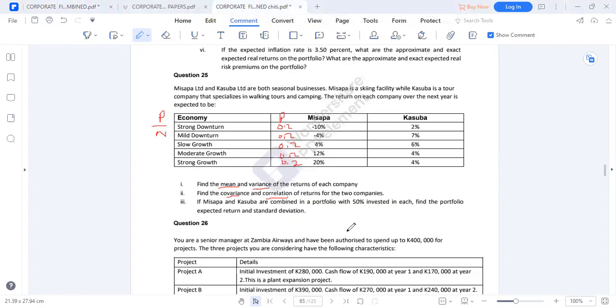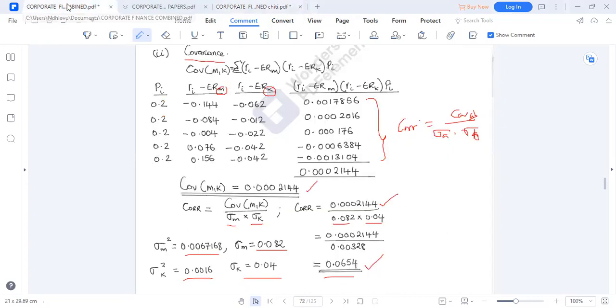So we have done part 1, part 2. This question was nice. Now suppose on a combined portfolio, we are given 50% invested in each. What is the portfolio expected return and standard deviation? All right, so this is what we do.